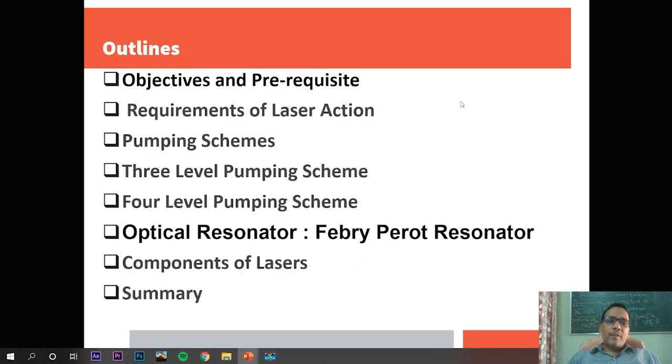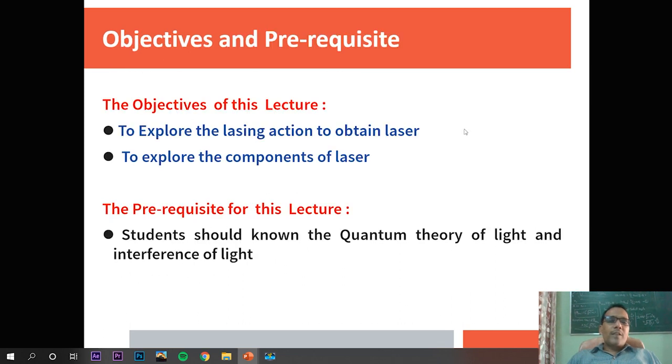So the outlines, as usual, are the objectives, prerequisite and requirement of laser action, pumping schemes, the 3-level pumping scheme, the 4-level pumping scheme, and these are the parts of the pumping scheme. Then the optical resonator, also known as the Fabry Perot resonator, the basic components of laser, and the summary. So the objectives: to explore the lasing actions to obtain laser, and to explore the different components of laser.